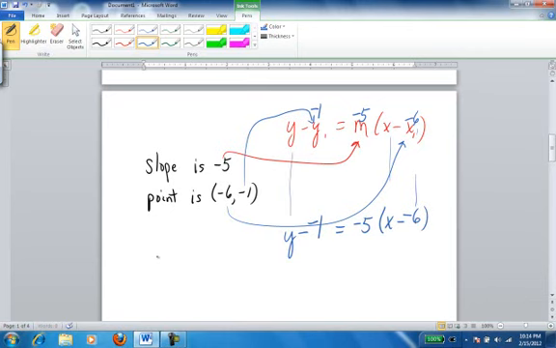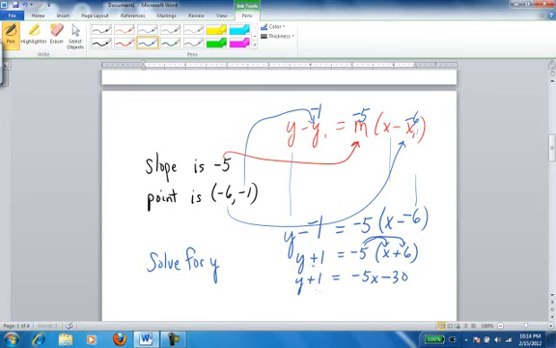Then once you have this set up, you want to solve the equation for y. These two minuses will become y plus 1 equals -5 times the quantity x plus 6. The two minuses become a plus. I'm rewriting the y plus 1 side and multiplying the -5 times the x and the positive 6. So I get -5x, and -5 times 6, negative times positive, is -30. To solve for y, I simply subtract 1 from both sides and I end up with y equals -5x minus 31.